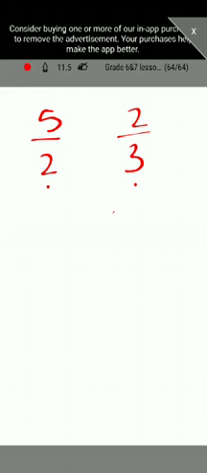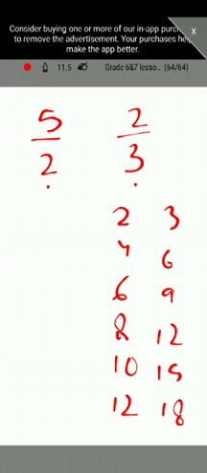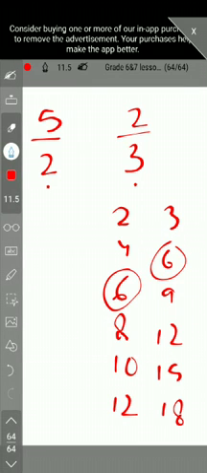The table of 2: 2 1s are 2, 2 2s are 4, 2 3s are 6, 2 4s are 8, 2 5s are 10, 2 6s are 12. In the same way, write the table of 3: 3 1s are 3, 3 2s are 6, 3 3s are 9, 3 4s are 12, 3 5s are 15, 3 6s are 18. Now you can see that in the tables of 2 and 3, the common multiple is 6, and the least common is 6. So we know that the LCM of 2 and 3 is 6.